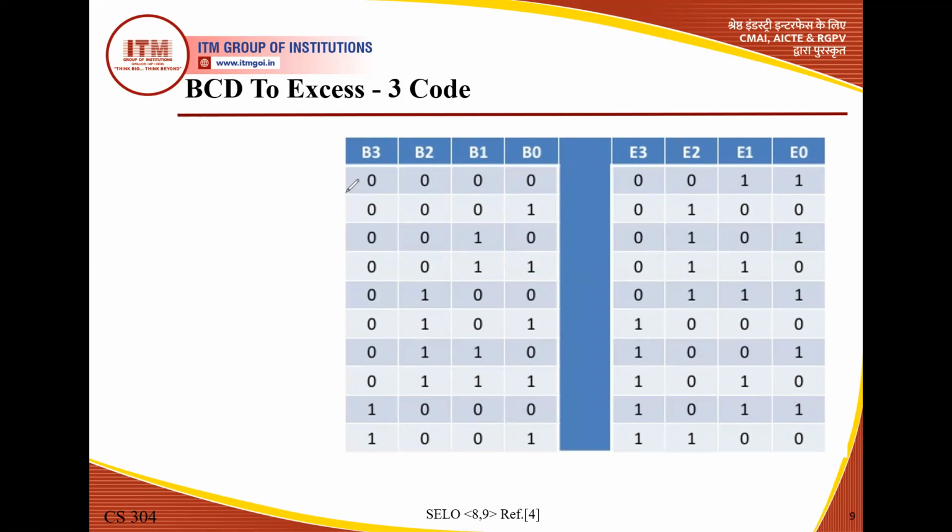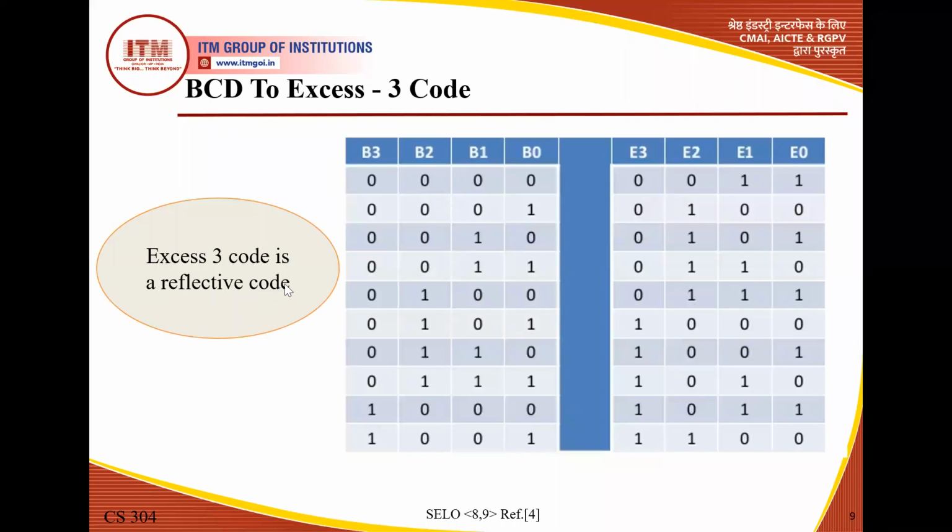So here what will happen? Again, we add plus 3 in the BCD and convert into binary. This is the equivalent excess-3. Now, excess-3 code is a reflective code. It means that if we consider two consecutive codes, only a single bit differs.